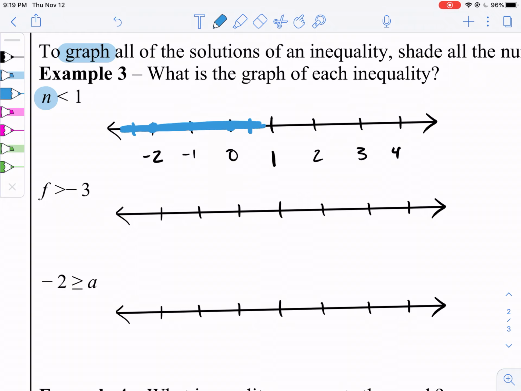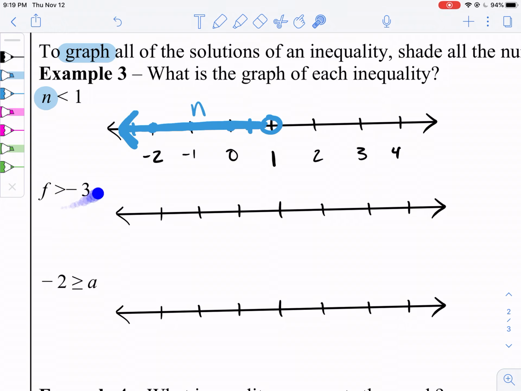So since we're going very close to 1, but not including 1, we're going to put an open circle on it. And because this goes forever, we're going to make this into an arrow. So there we go. We have a graph that represents n is less than 1. Some people might say you need to label this as n. I'm not picky about that, but we can if you want to label it.